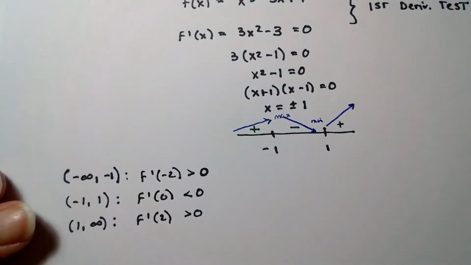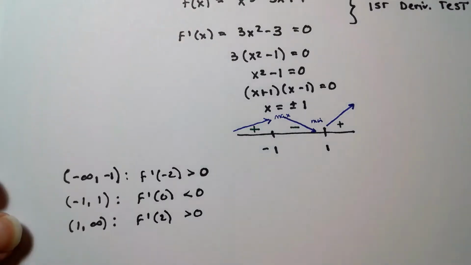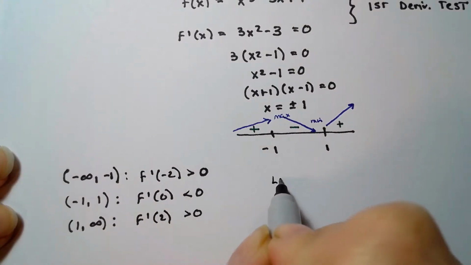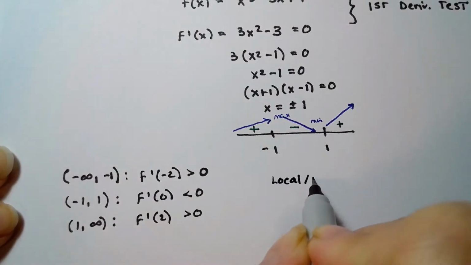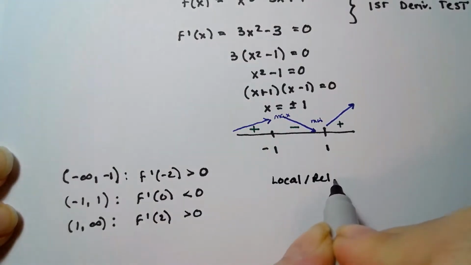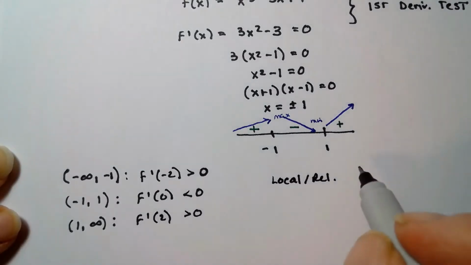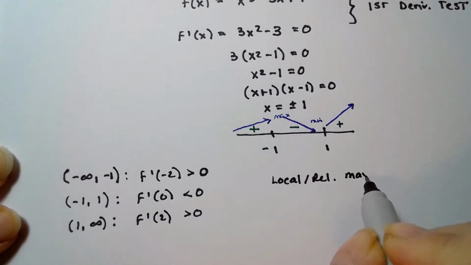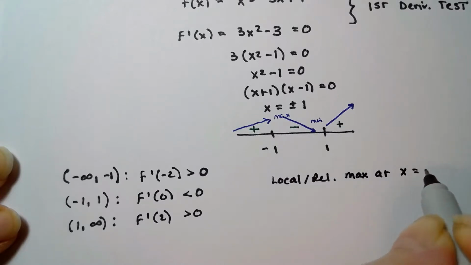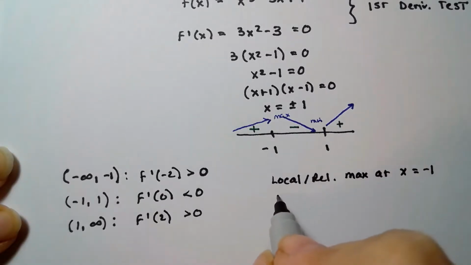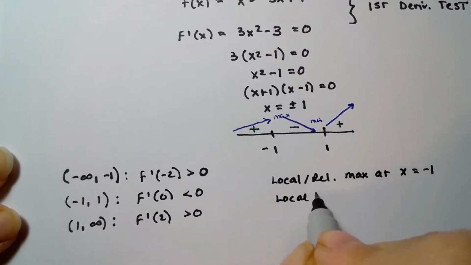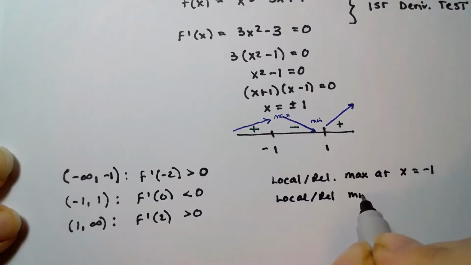So what I'm going to tell my grader is that I'm going to have a local or relative, I'm just going to abbreviate relative as REL, maximum at x equals negative 1. And I'm going to have a local or relative minimum at x equals positive 1.